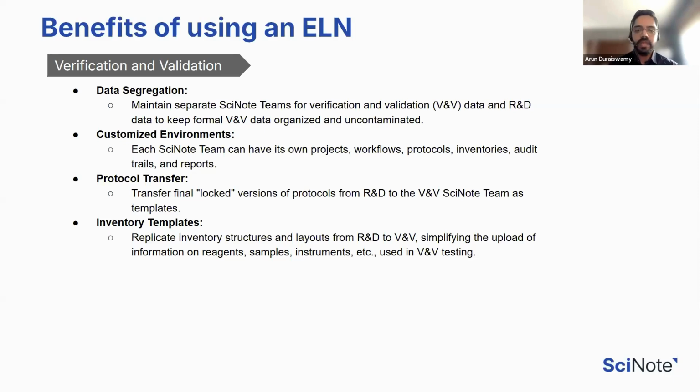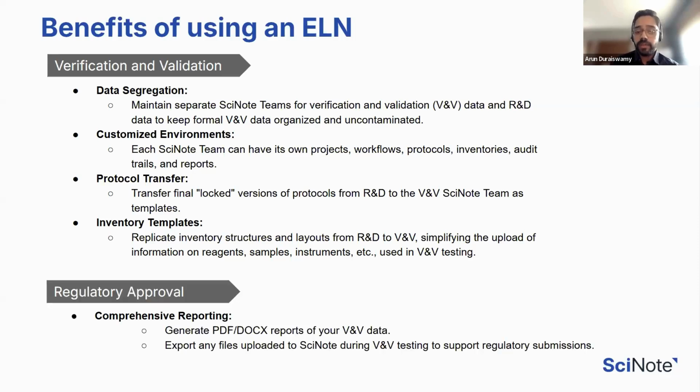And then, of course, each team in Synode can have its own projects, workflows, protocols, inventories, and even its own audit trail. So here's where, when you're in the V&V phase, within the V&V team, you can have your own inventory, and you can easily draw correlations between the items used and the results yielded during the V&V testing. And then, of course, if you need to transfer protocols from your R&D phase to V&V, you can do that in Synode. And even inventories, you can basically template an inventory structure from what you used in R&D in the V&V phase, once again, saving you time.